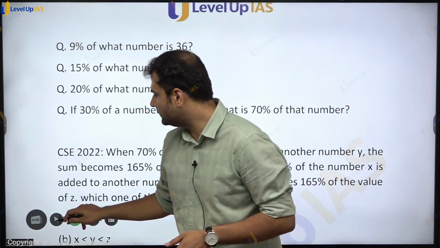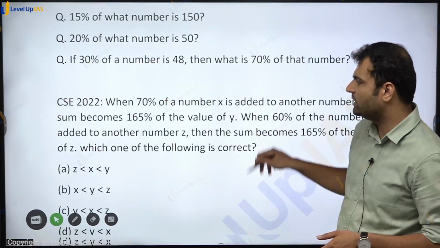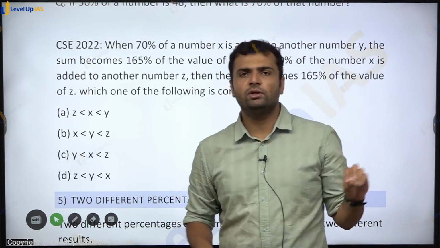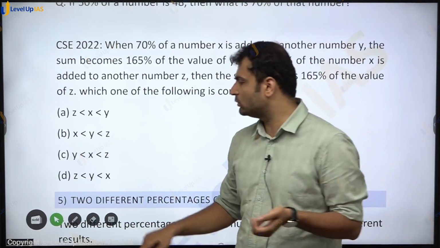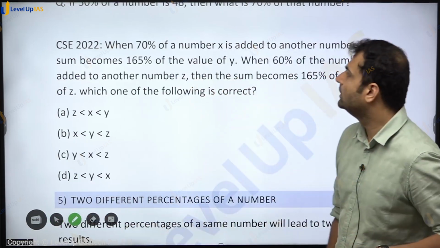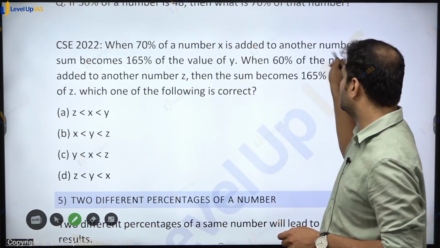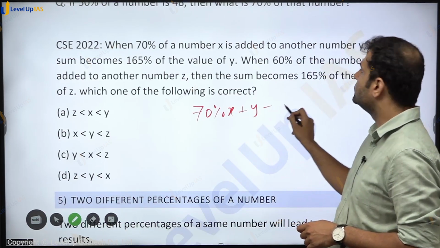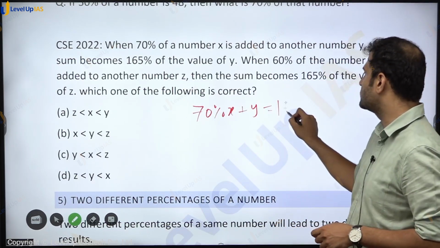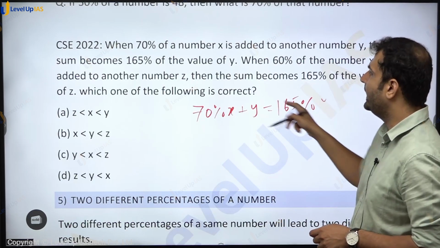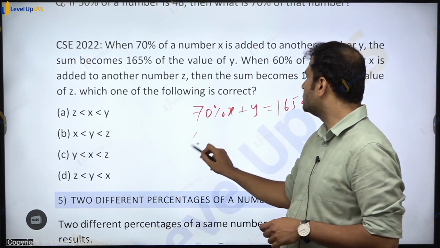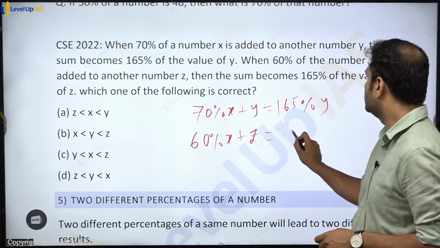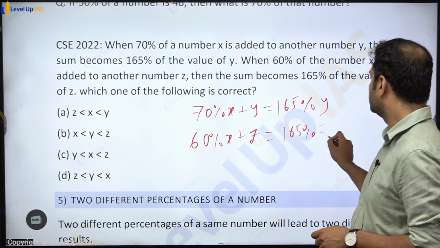Fine. Then this was asked in CSE 2022. Interesting question. Very, very basic concepts involved, but it needed application of those concepts. So let us read through it. When 70% of x is added to another number y, so 70% of x plus y is equal to 165% of y. Fine. And when 60% of x is added to z, it will become 165% of z.